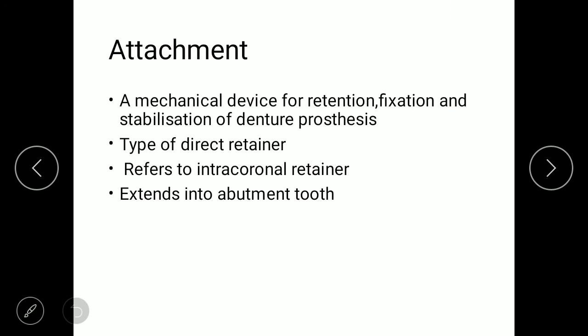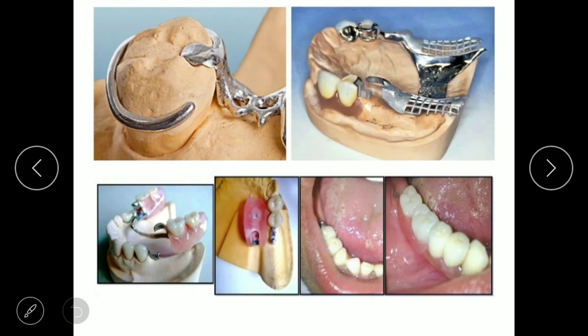It is also a type of direct retainer that refers to the intracoronal retainer. It extends into the abutment teeth. These are the attachments of direct retainers.